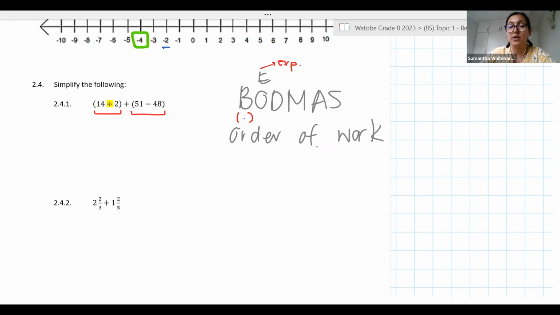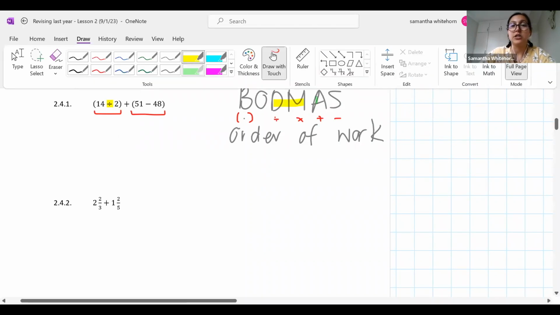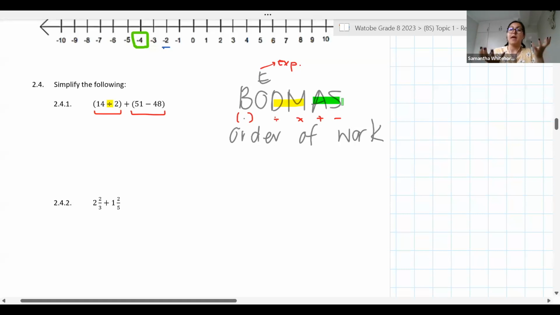I can't write the whole thing out. And then we've got division, multiplication, addition, and subtraction. Now, the multiplication and division sort of need to happen at the same time, and the addition and subtraction need to happen at the same time. They have the same level of importance.